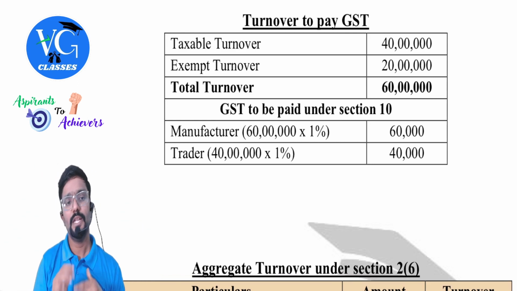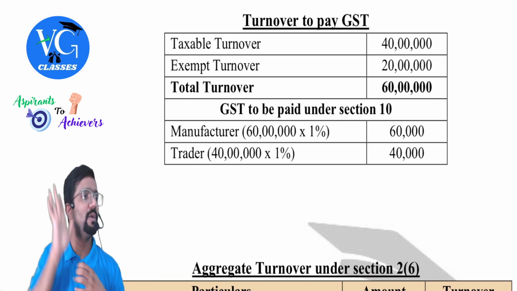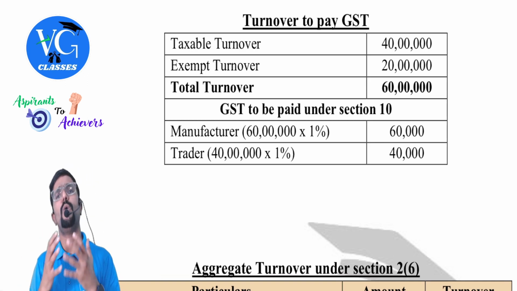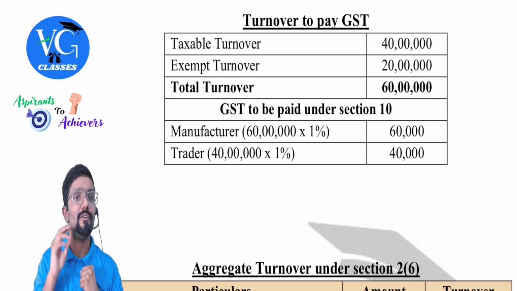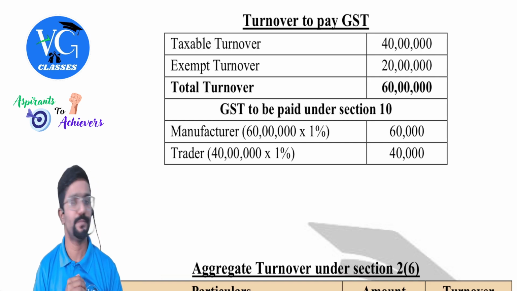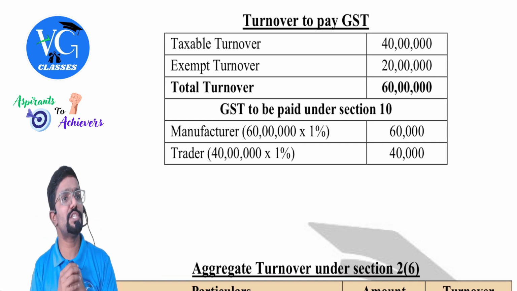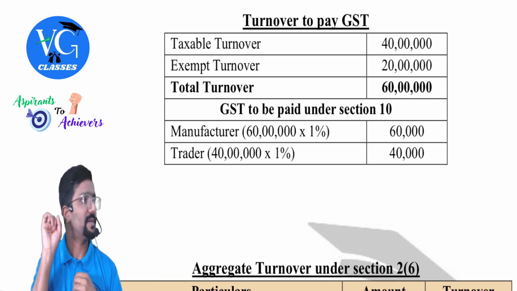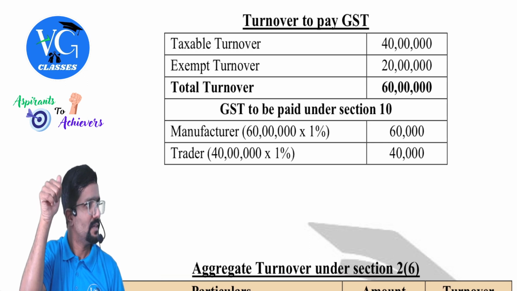Now, if I am a manufacturer, I have to pay GST on what amount? 60 lakh into 1%. What if I am a trader? I should pay tax on what figure? Only 40 lakh. On 40 lakh, how much? 1%. Assume I am a restaurant supplier. Then I should pay GST on what amount? 60 lakh, 5%. Hope you guys are getting it.